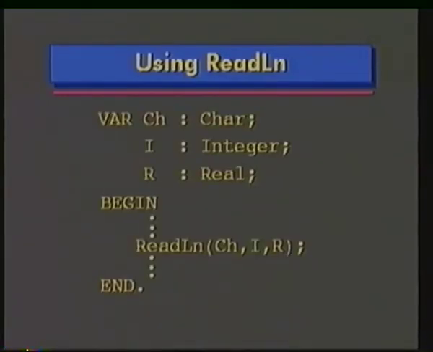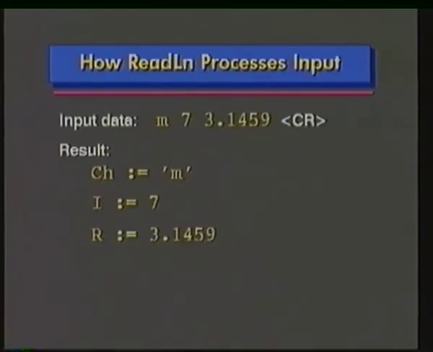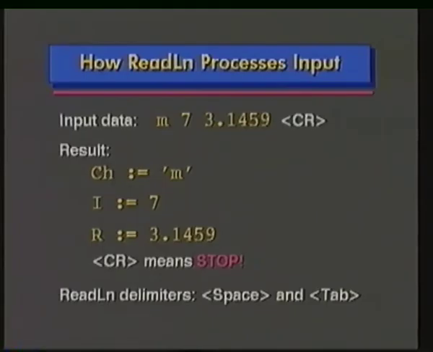readLine reads keyboard input until it reaches a carriage return character. In other words, it reads a line of text at a time. It breaks the line down into values by looking for blank spaces in the line. These are technically known as delimiters. As far as readLine is concerned, the only delimiters are the space character and the tab character. When readLine reaches the carriage return character, it stops.